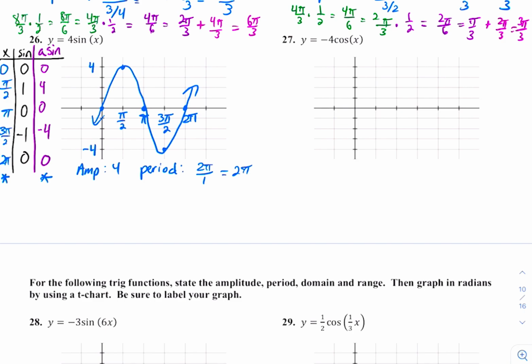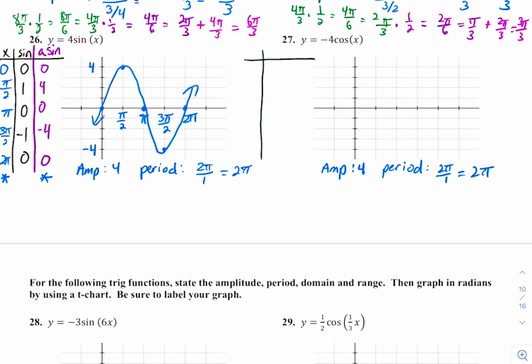So if we continue on to the next one, same thing. I'm going to start by figuring out my amplitude. So my amplitude is 4, and the period is going to be 2 pi divided by 1, which is 2 pi. And then I'm going to make my T-chart. And notice how when I'm making these, I'm leaving a little bit more room on my Y side. And that's because our Y values are being affected by that amplitude.